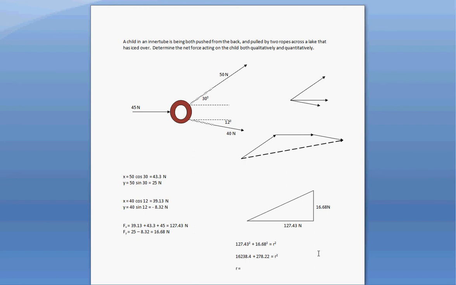So I'm going to add those up. 16238.4 plus 278.22, and then take the square root, and I get 128.5, which is right around what we predicted the net force would be. So I'm just going to change that result into force because that's our net force. We predicted that this right here would be about 120, and sure enough, 128.5. So looks like it works out.